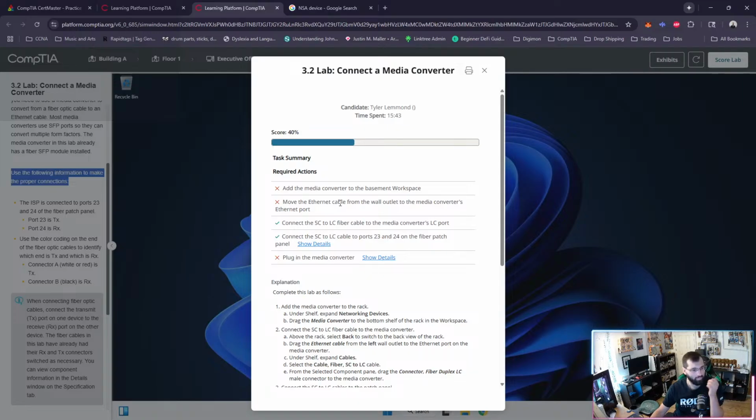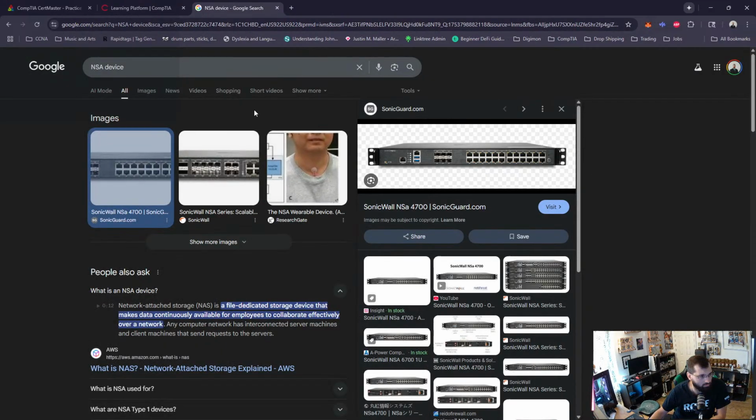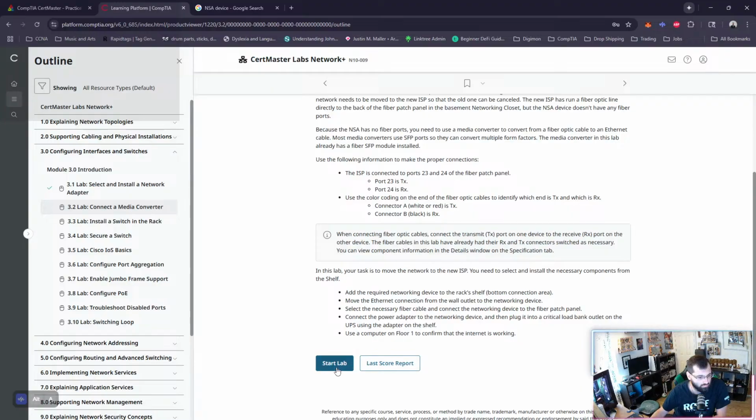I made a 40. So add the media converter to the basement workspace. Well, I did add the media converter. I did do that. Oh, I didn't power it on. Move the Ethernet cable from the wall outlet to the media converter Ethernet port. I thought I did that as well. Plug in the media converter. Yeah, I did not do that. Let's try it again.